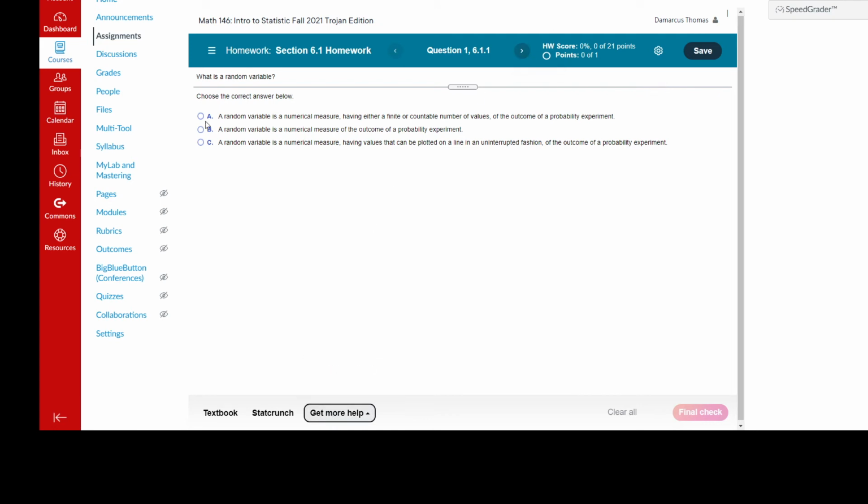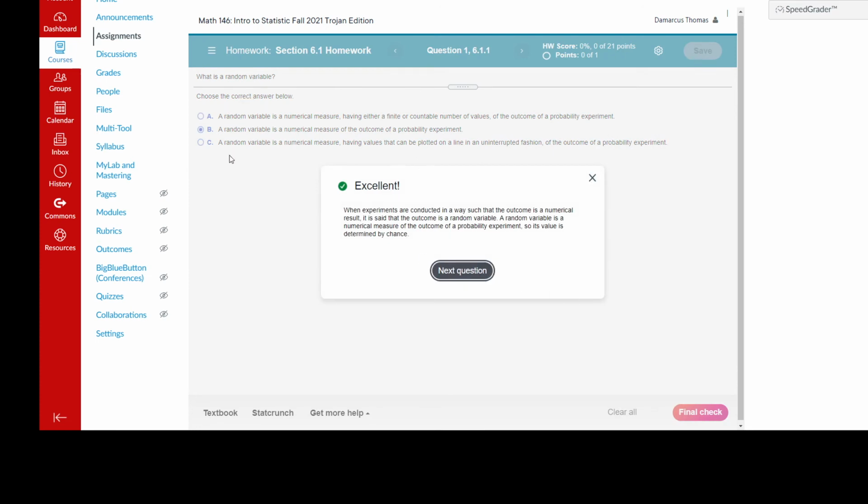Alright, let's move on. What are the choices anyway? A random variable is a numerical measure having either a finite or countable number of values of the outcome of a probability experiment. Or a random variable is a numerical measure of the outcome of a probability experiment. Or a random variable is a numerical measure having values that can be plotted on a line in an uninterrupted fashion of the outcome. I actually like B, and the other two are good too, but those are more specific to a discrete random variable or a continuous random variable. But in terms of just a plain old random variable, there it is.